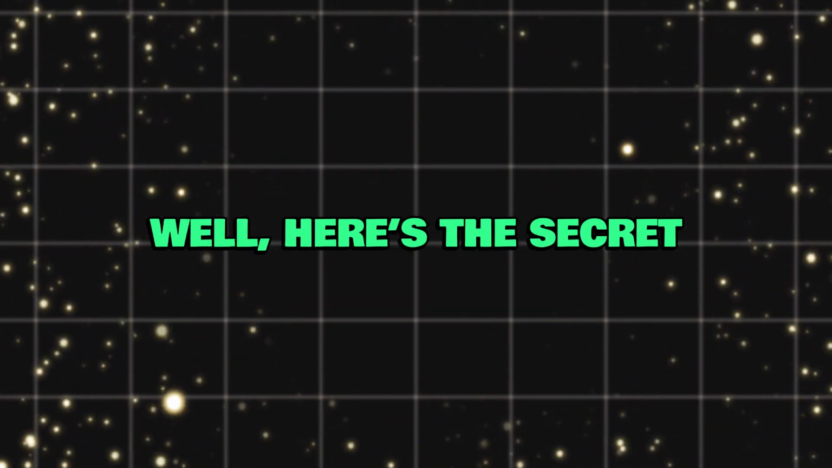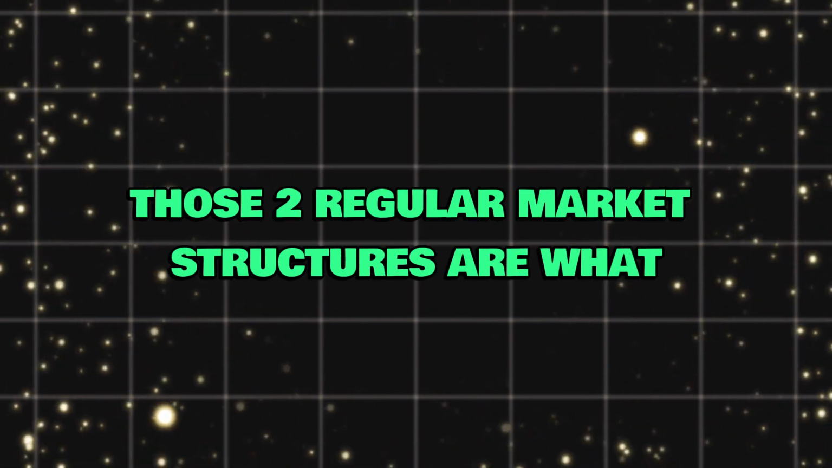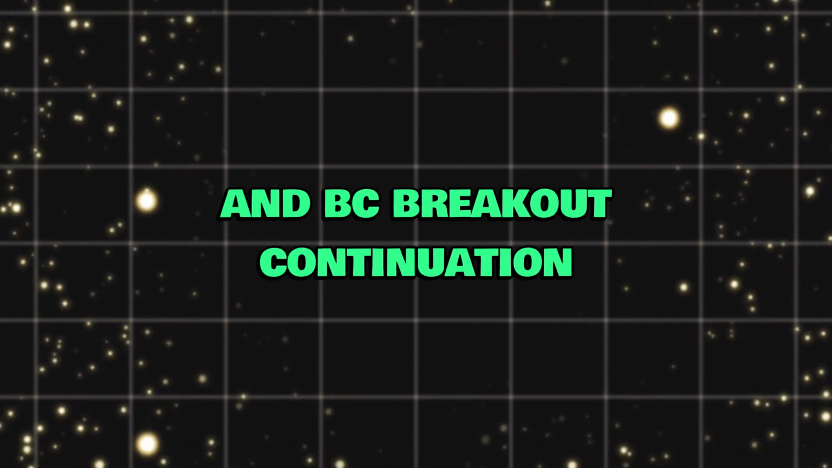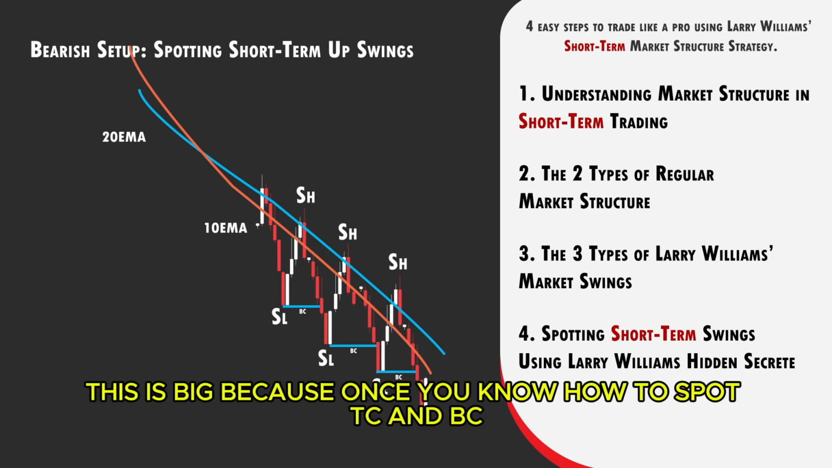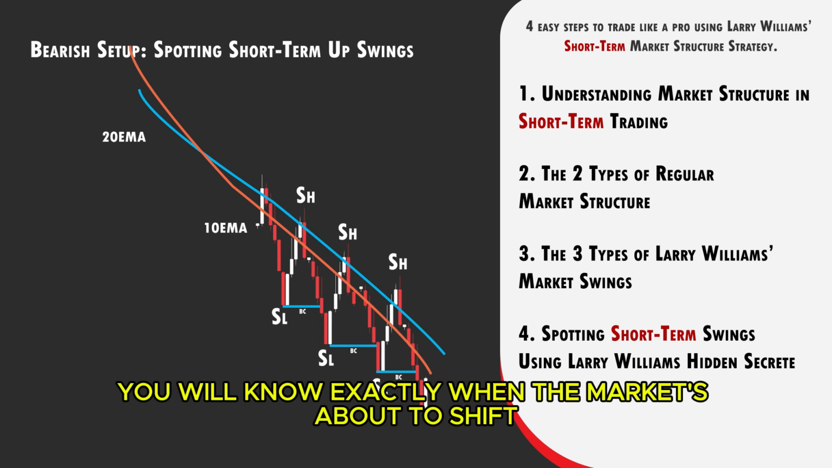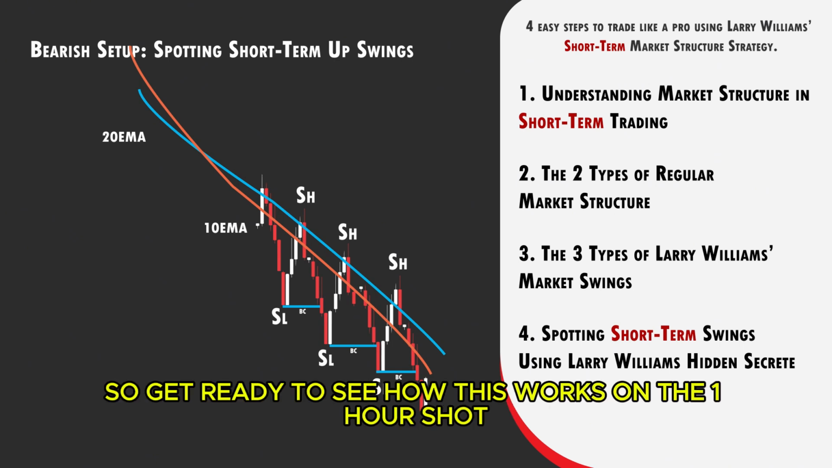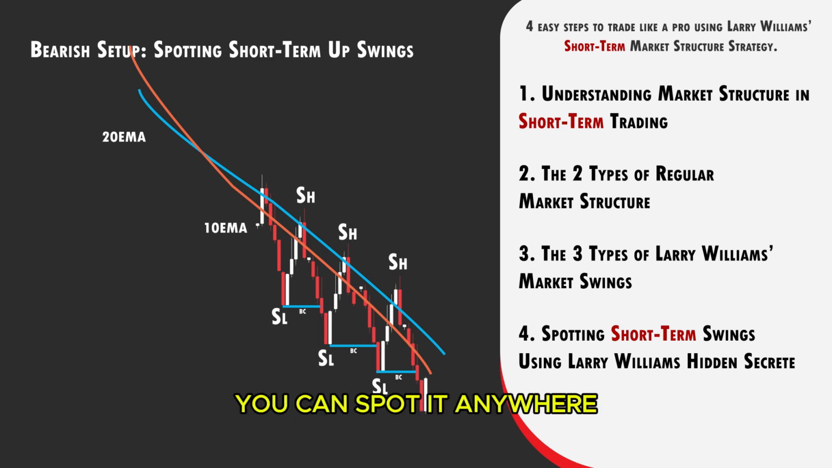Well, here is the secret. Those 2 regular market structures are what Larry Williams called TC, trend change, and BC, breakout continuation. This is big because once you know how to spot TC and BC, you will know exactly when the market's about to shift or keep going. So get ready to see how this works on the 1 hour chart, because if you can spot it here, you can spot it anywhere.